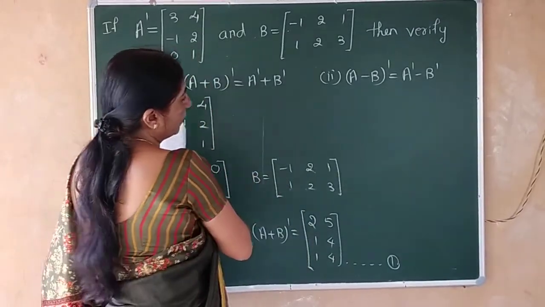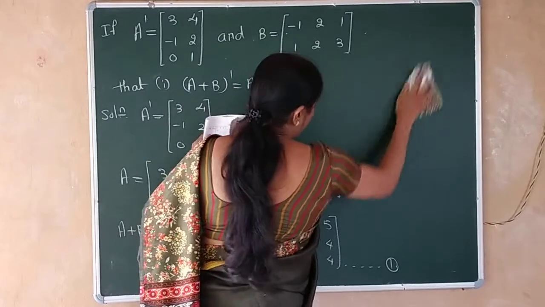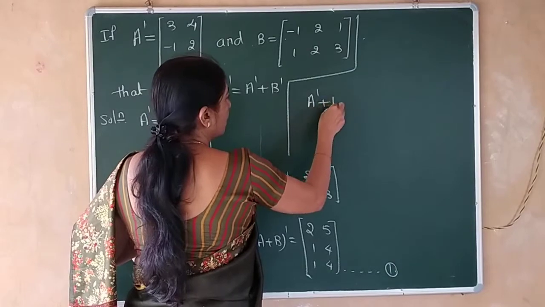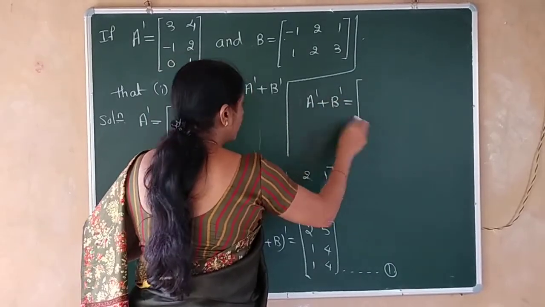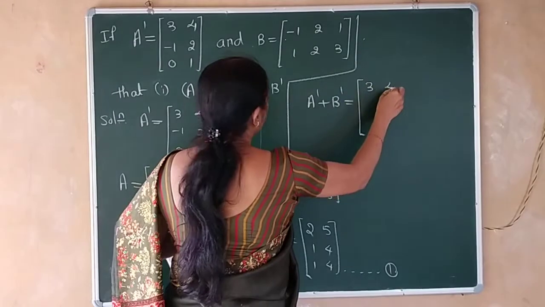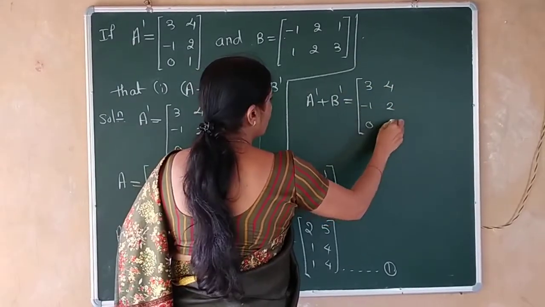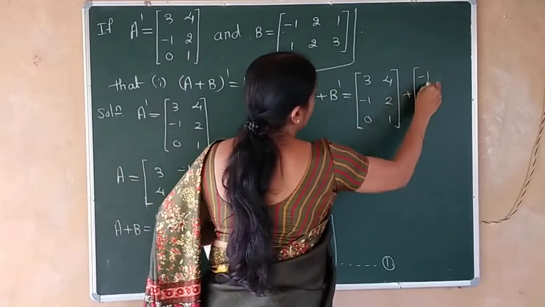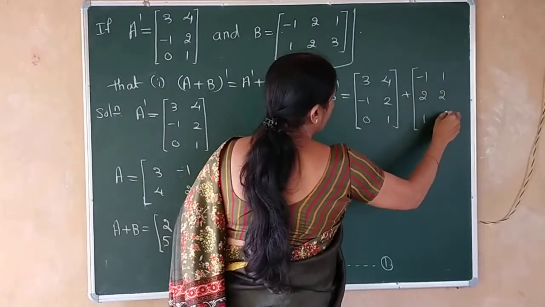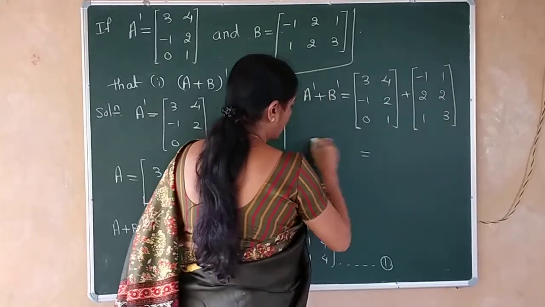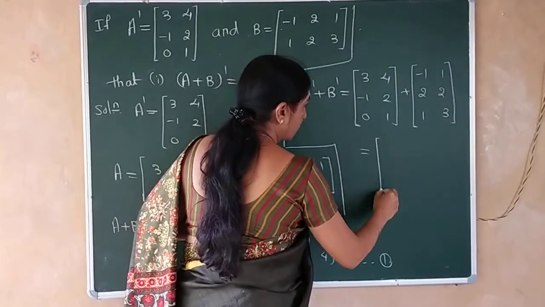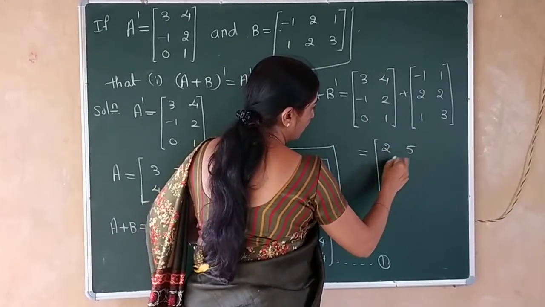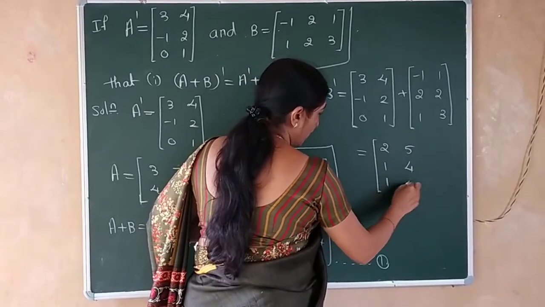Next what are we going to do? We are going to do A dash plus B dash, A transpose plus B transpose. A transpose is given in the problem: 3 4 minus 1 2 0 1, plus write out B transpose with the help of B: minus 1 2 1 1 2 3. Then add these two corresponding elements. 3 plus into minus is minus. 3 minus 1 is 2. This is 5 1 4 1 4.